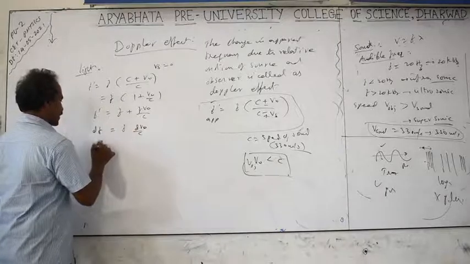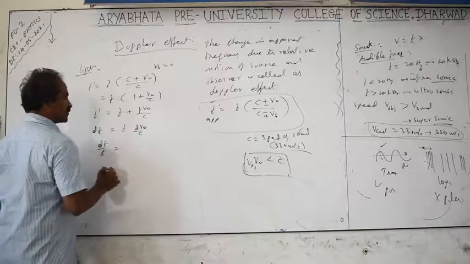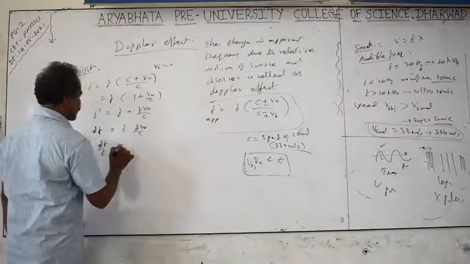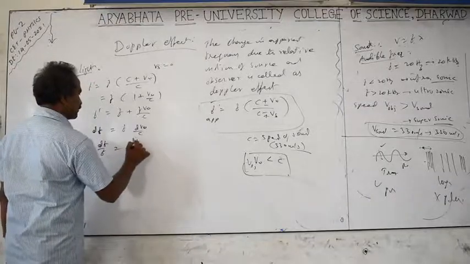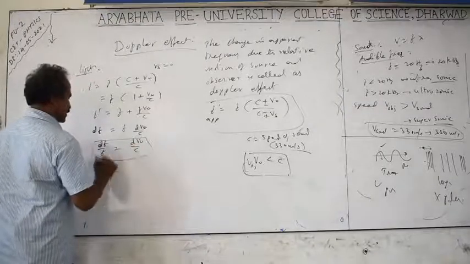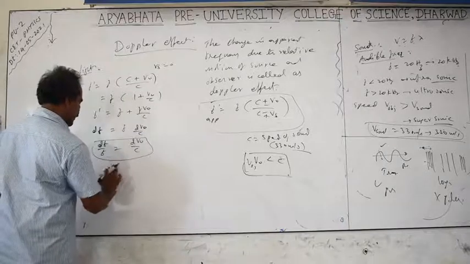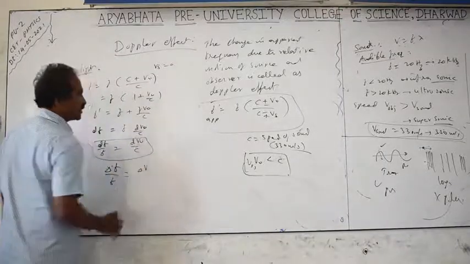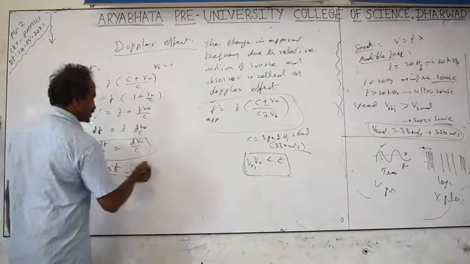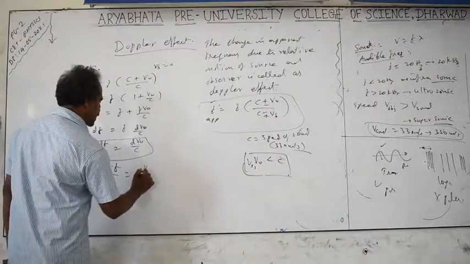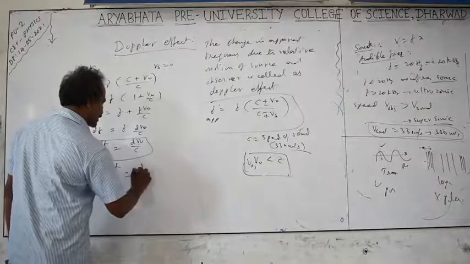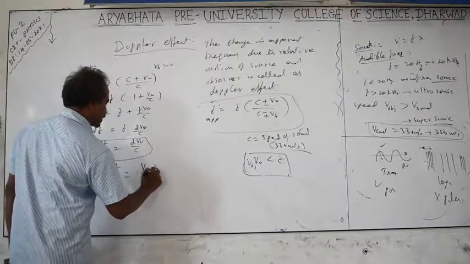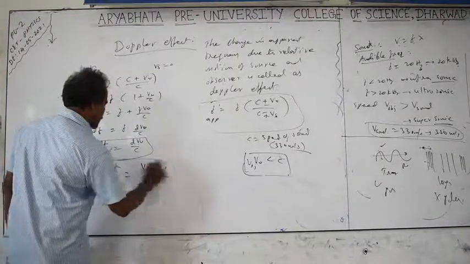So df by f is nothing but, taking f to the left side, dVo by C. This is taken as delta f by f equals delta Vo by C. dVo is now taken as a change in velocity. This means the relative change in velocity, called the radial velocity or relative velocity, by C. This formula you have to learn.